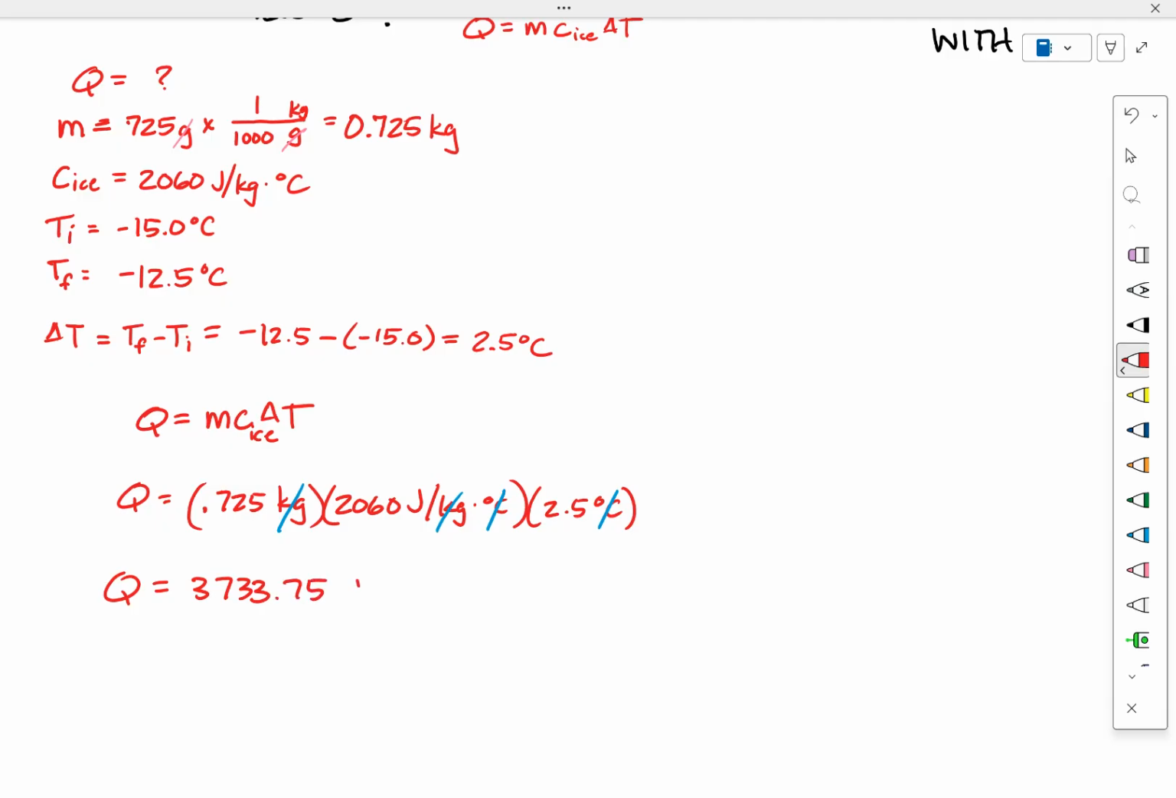3,733.75 joules. Now we're going to write our answer with 2 sig figs, and we're doing that because of this measurement here. So I would call that 3,700 joules. That's a number you might want to convert. Large numbers sometimes we'll see written as kilojoules, so that could also be written as 3.7 kilojoules.